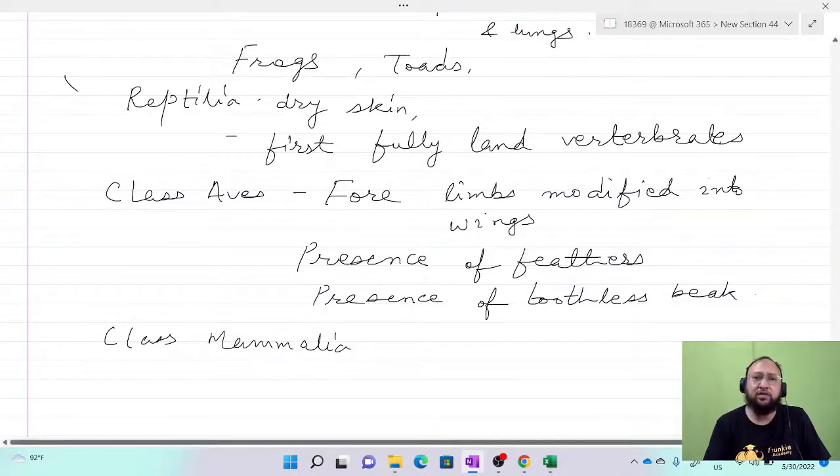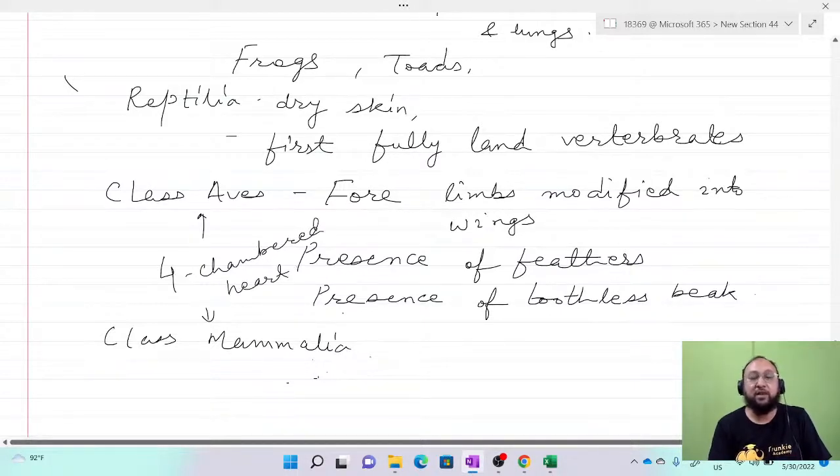have got, like the class Aves or birds, a four-chambered heart. So both this as well as this have got a four-chambered heart.